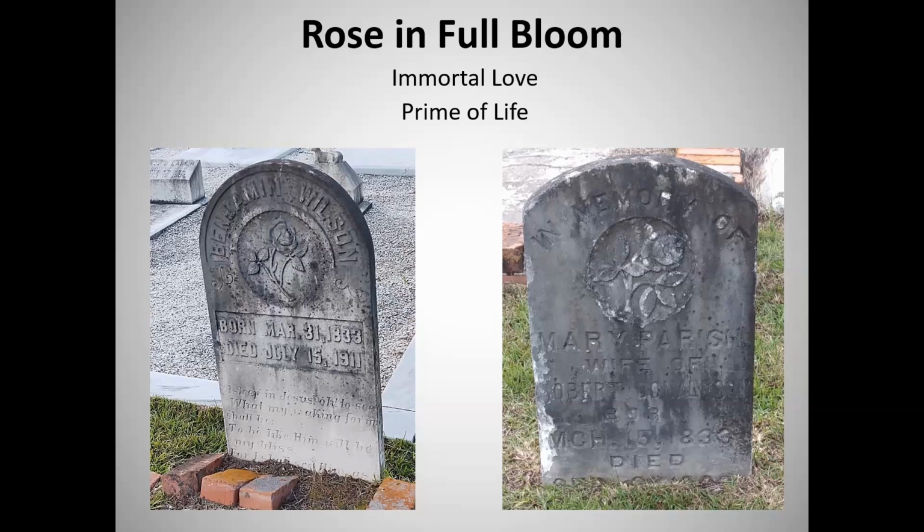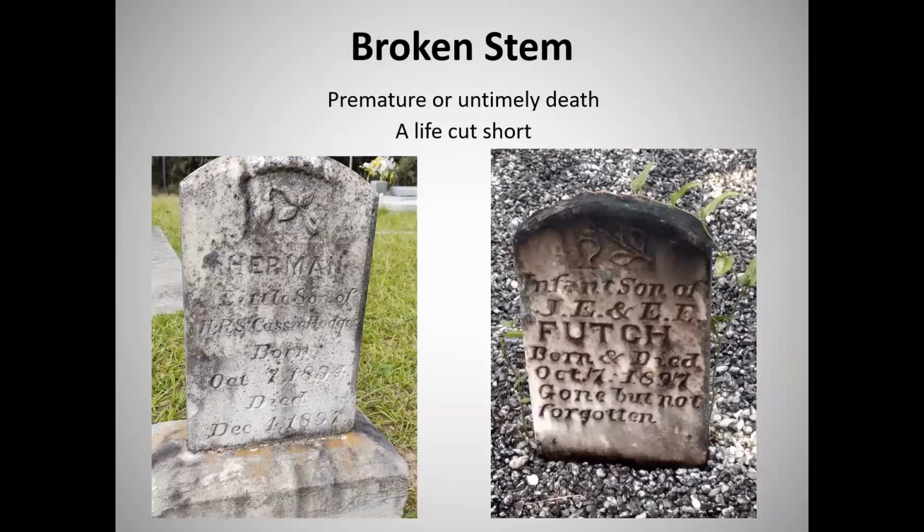So you can see on the left, some of the petals are already peeling backwards to show that it was fully bloomed. If you see a broken stem, and especially a rosebud, as indicated here, this is a premature or untimely death or a life cut short. So this is what you will typically see for infants.